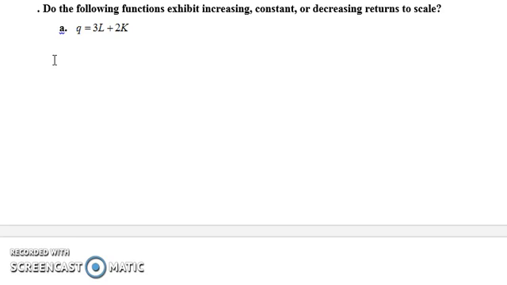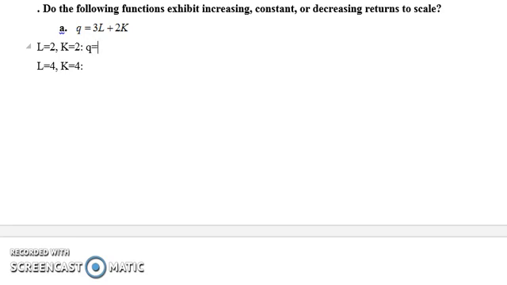If it exactly doubles, it's constant. If it more than doubles the output, it's increasing. If it's lower than double the output, then it's decreasing returns to scale. So let's say labor equals 2 and capital equals 2. We're going to get a production output, and then we double our inputs, so labor equals 4 and capital equals 4. Then we see what our values are. In terms of the output, did it also increase?